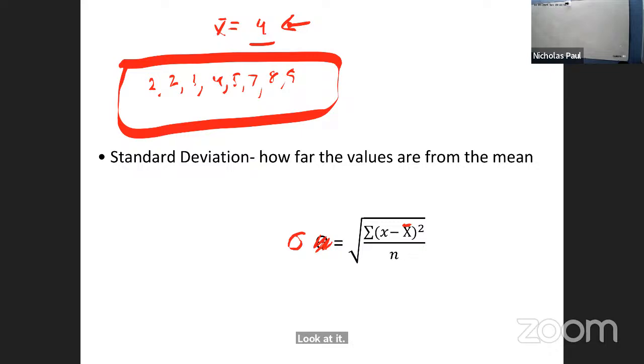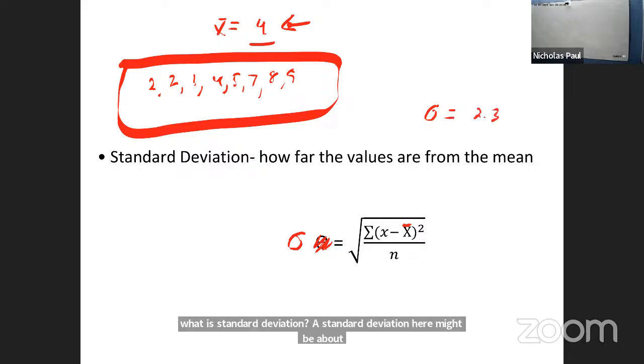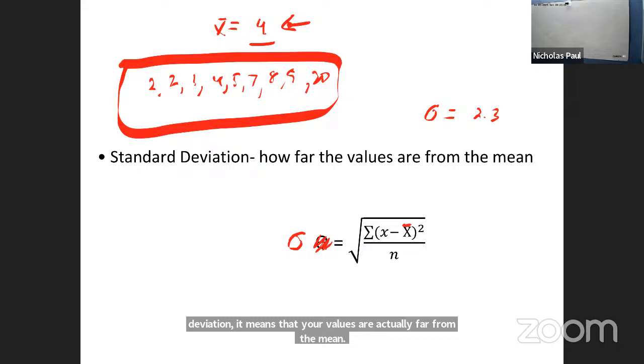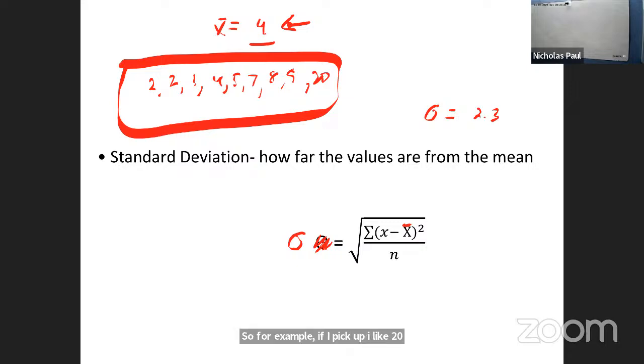So if you look there, that mean value of 4. A standard deviation here might be about, and that's making up something, maybe like 2.3. It gives you an idea of how far away from the mean you actually are. The bigger the standard deviation, the further your values are from the mean. So for example, if I put a value like 20, that will show you a big standard deviation, because your values now are very, very far away from the mean.